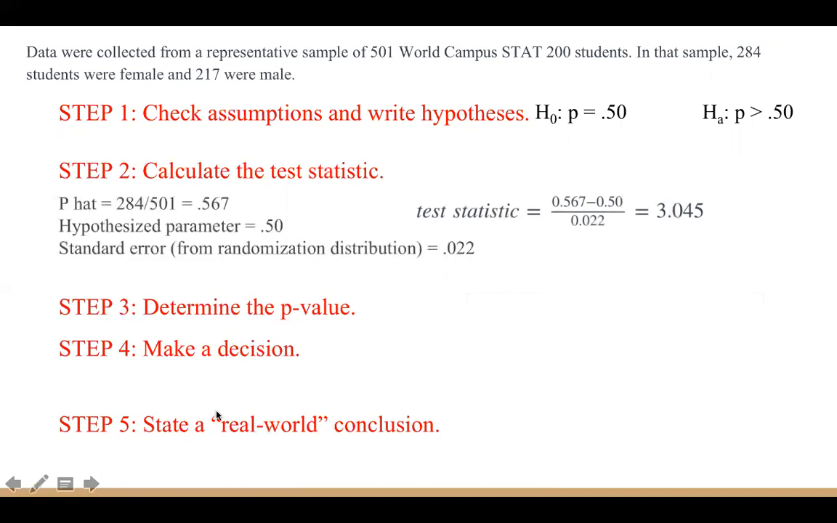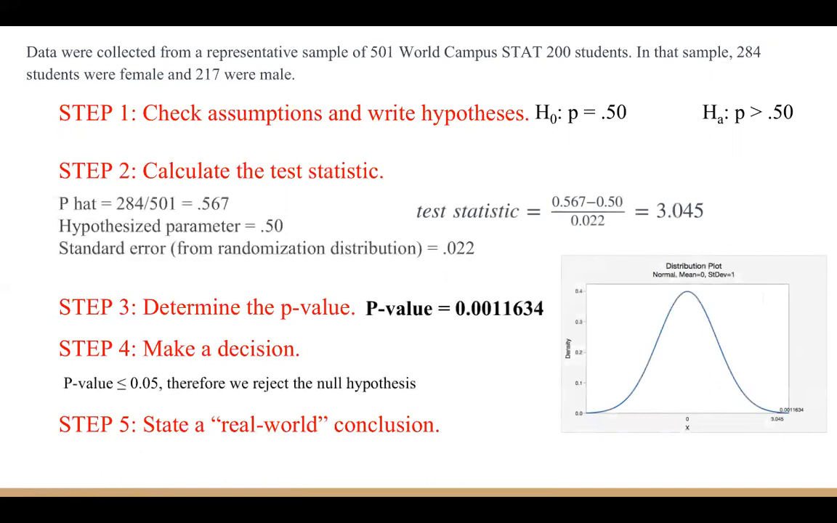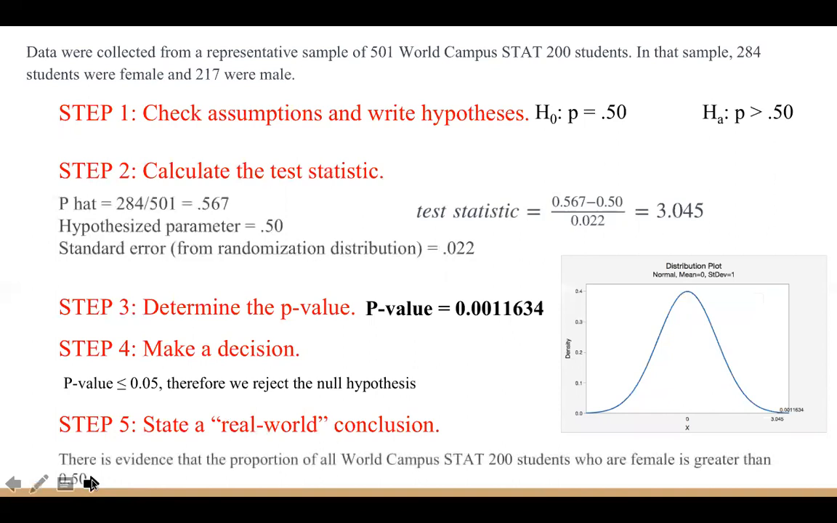Then we can use the z-distribution to find our p-value here. Once we plug the test statistic into the normal distribution, we get a p-value of 0.0011. It is less than the alpha level, which is 0.05, so we can reject the null hypothesis. And the last step, don't forget to state your real-world conclusion: you can say that there is evidence that the proportion of all World Campus Stat 200 students who are female is greater than 0.50.